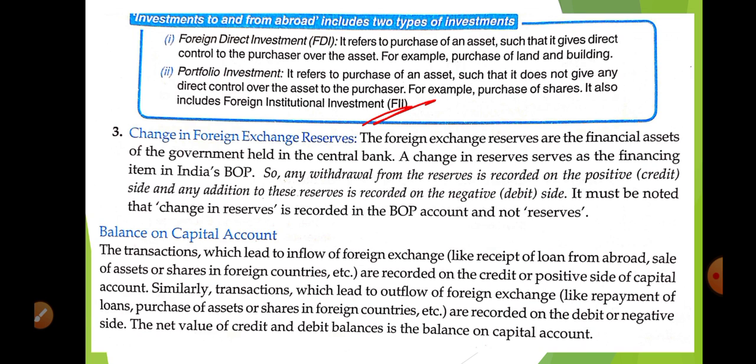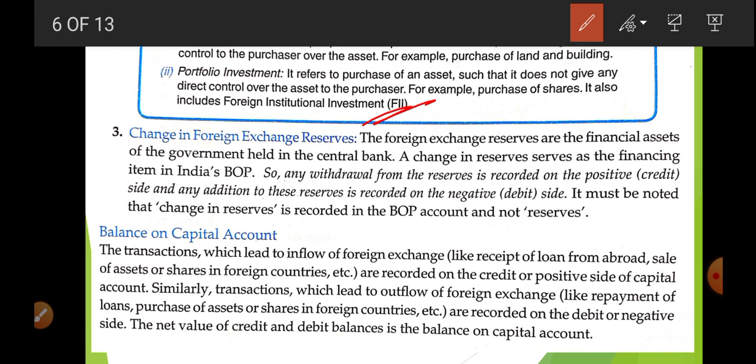Foreign direct investment, where ownership is going to be in the hand of the foreign investor. Okay, now next is portfolio investment. Portfolio investment is also known as foreign institutional investment, that is FII. It is another name of portfolio investment. So there will be no direct control over the assets.